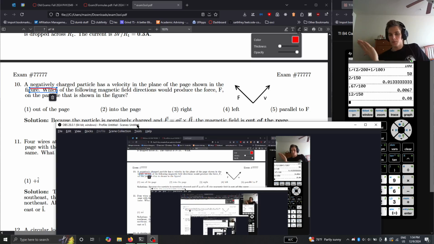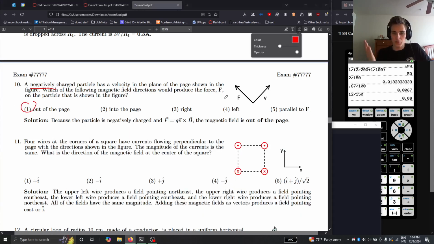Now we want F to be pointed down and to the right because for a negative particle, it's flipped. So that means your fingers, where do they curl? They curl towards me. That's out of the page. So again, if you point your fingers in the top right and your thumb in the bottom left, if they were top left, that would constitute a positive particle, which would be into the page. You take the opposite, which is out of the page.